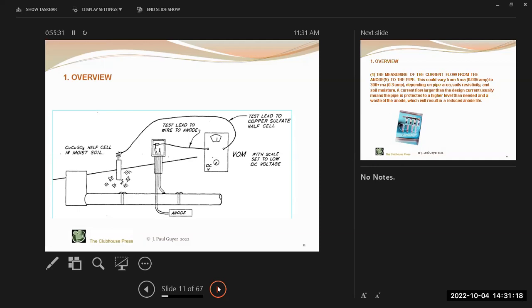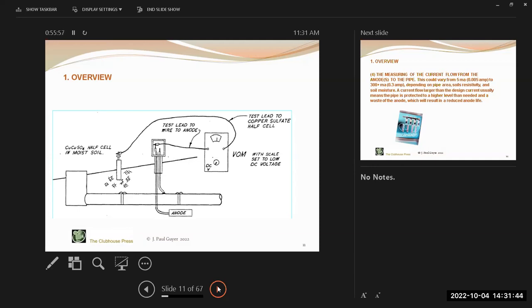A current flow larger than the design current usually means the pipe is protected to a higher level than needed, and this is a waste of the anode, because the anode's going to corrode away faster. You're going to have to go out there and replace them more frequently. This will result in a reduced anode life.